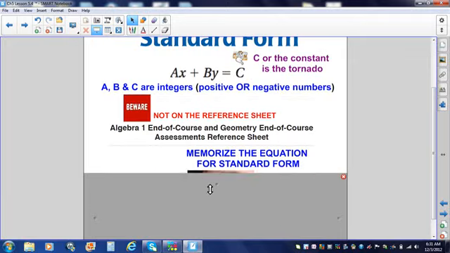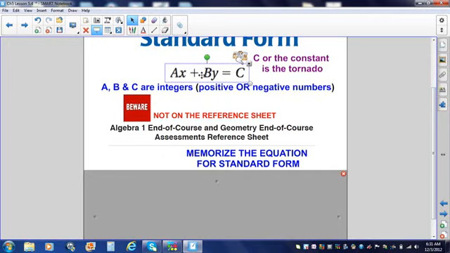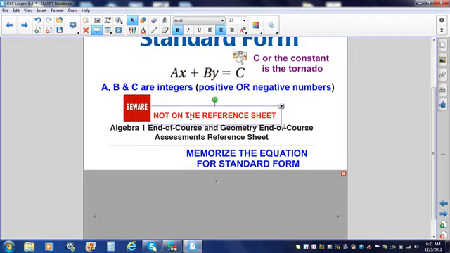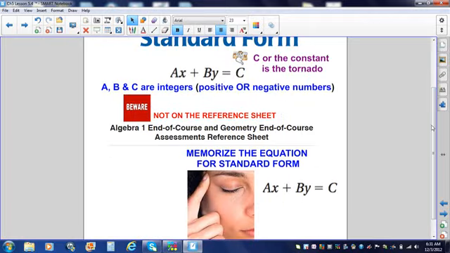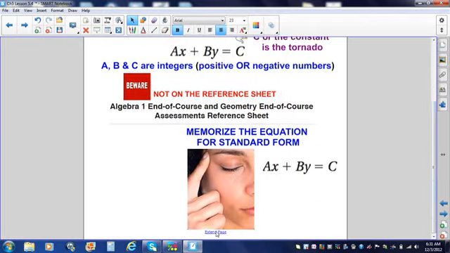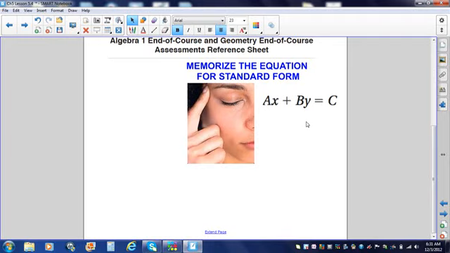Beware! You are going to have to memorize this formula for standard form. Why? It is not on the reference sheet. So you will have to memorize standard form ax plus by equals c for the games.